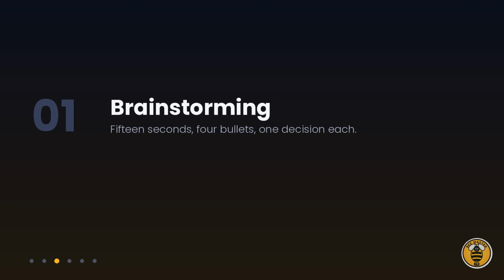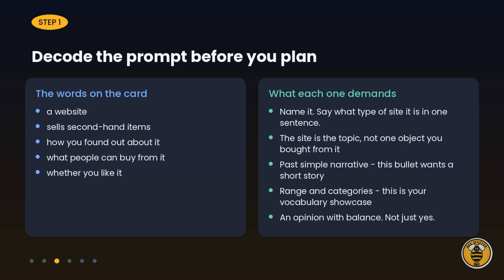Section 1. Brainstorming. You get 1 minute to prepare, and roughly 15 seconds of that is enough for the decisions that matter. Start by decoding the prompt. A website, so name it, and say what type of site it is in 1 sentence. Sells second-hand items. The site is the topic, not one object you happened to buy.